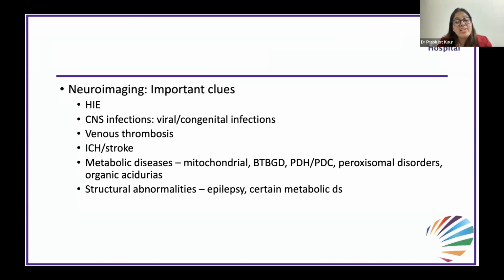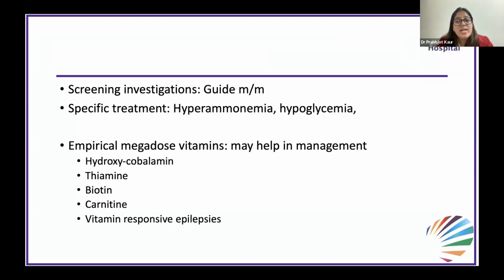So neuroimaging is very, very important in the management. Third thing, the screening investigations do guide management. So the initial screening investigations, if we get things like hyponatremia, hypoglycemia, we can start specific treatments for them. Empirical megadose vitamins may help in management, like hydroxycobalamin, thiamine, biotin, or vitamin-responsive epilepsies, because many of these metabolic disorders may respond to one or more of these vitamins.